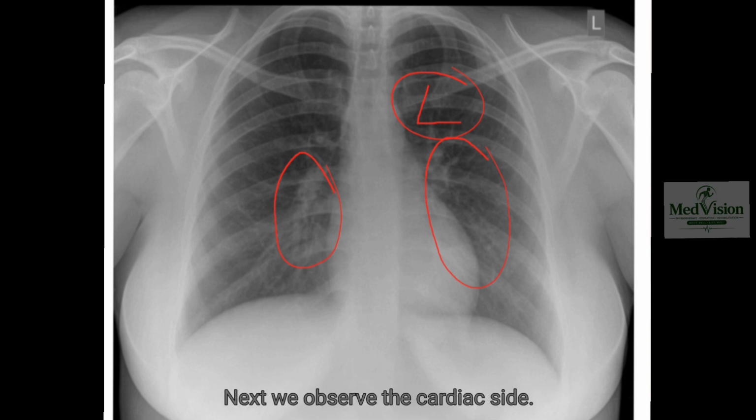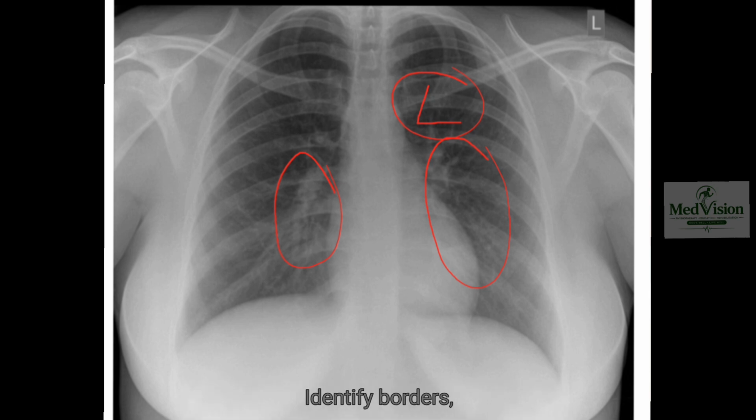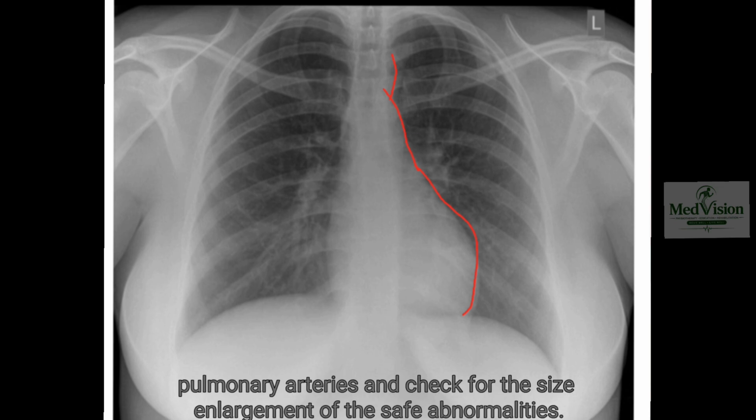Next, we observe the cardiac shadow. The cardiac shadow should occupy less than 50% of the thoracic width in a normal PA view. Identify the borders: the right border, right atrium, the left border, left atrium, the aortic notch, pulmonary arteries, and check for size enlargement or shape abnormalities.